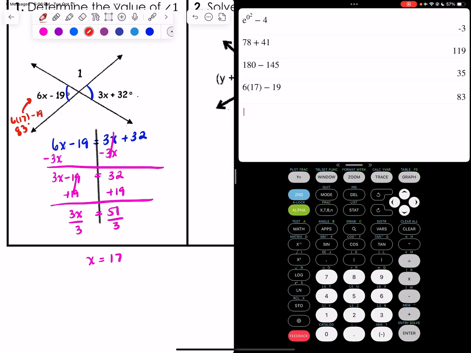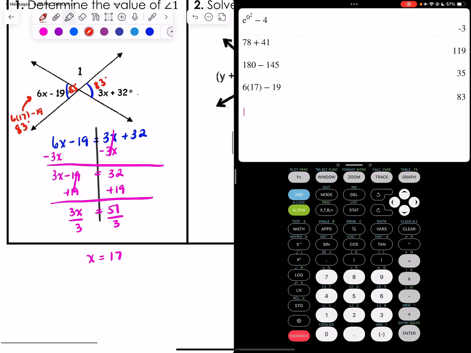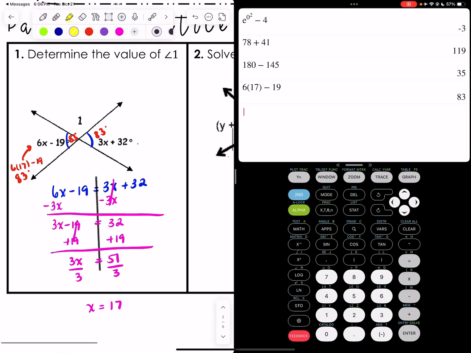So this angle right here is going to be 83 degrees, and this angle right here is going to be 83 degrees. So if we do our supplementary rule that we've been talking so much about, we know that angle 1 is going to be 180 minus 83 degrees. So if I do 180 minus 83, I get 97 degrees. So angle 1 is 97 degrees.